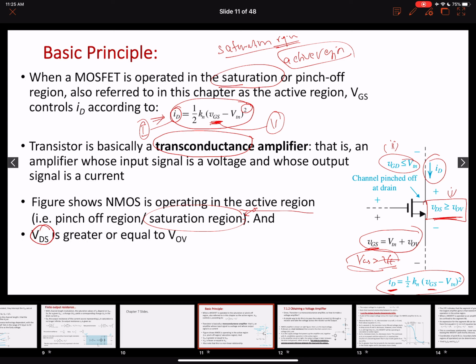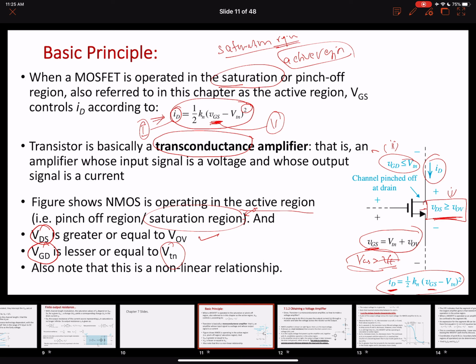Our VDS voltage is greater than the overdrive voltage for it to be valid for the saturation region, or gate to drain voltage is less than the threshold voltage, right? So this is one condition, and the second condition we just talked about. An important thing again is that this is a non-linear relationship, right?